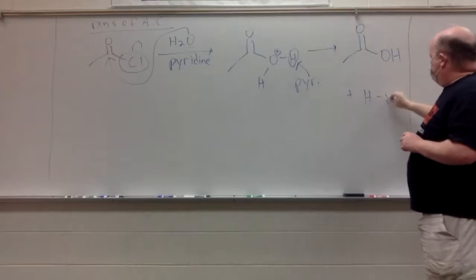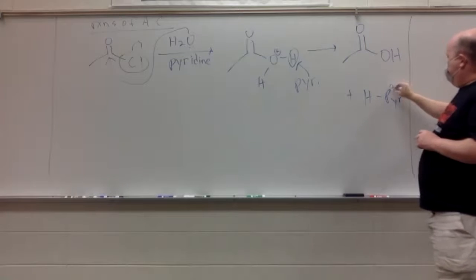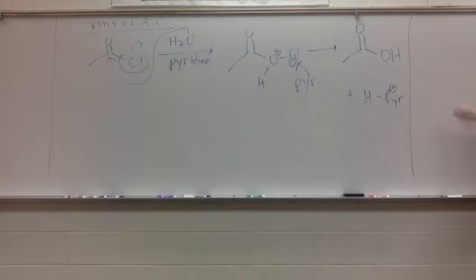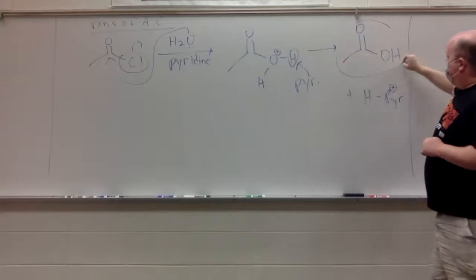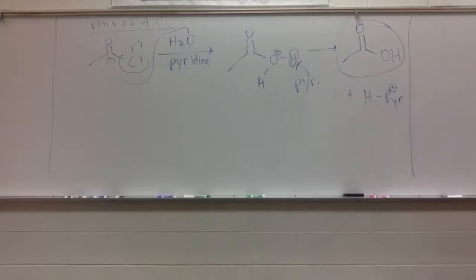And you see, the primary organic product here is that. That is a carboxylic acid. So that's one of the ways that you can make a carboxylic acid: take an acid chloride and react it with water in the presence of pyridine.